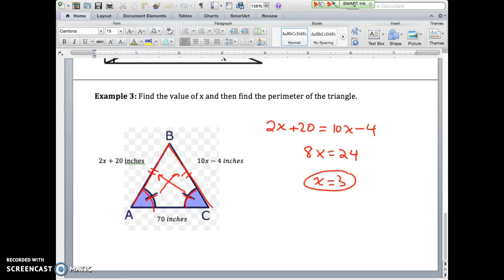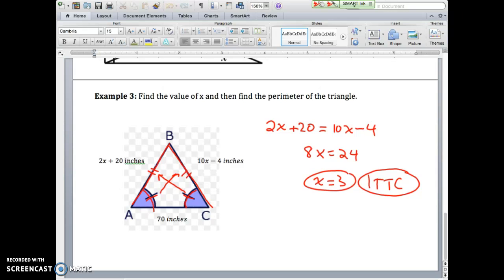Now, if I needed to justify it, it would be the isosceles triangle theorem converse. And it is important that you know when you're using the converse versus just the regular. The converse is when you're given that the base angles are congruent and you conclude that those two sides are equal to each other. So that's why this is using the converse.